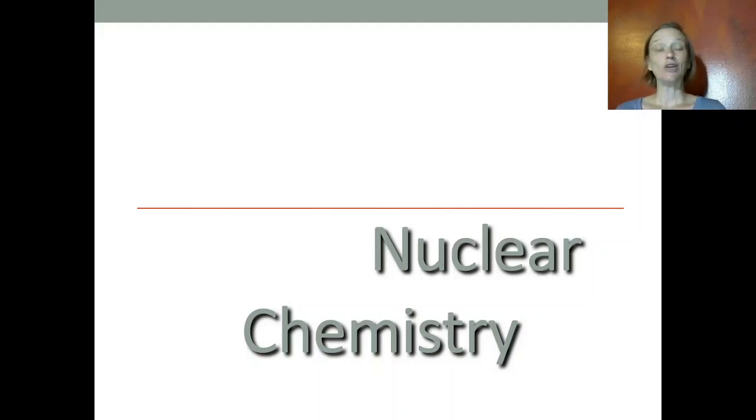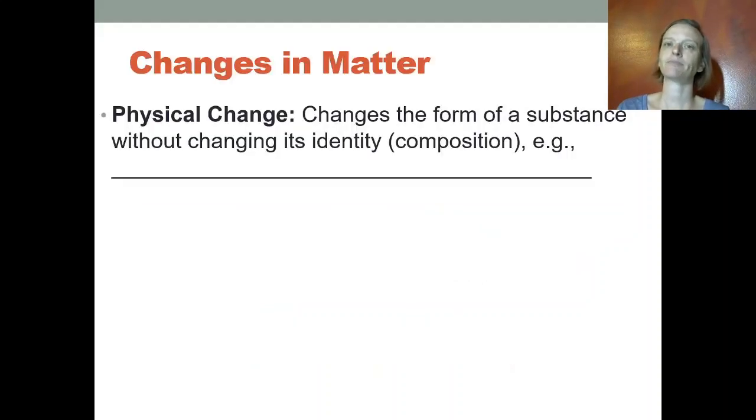Hey folks, we're going to look at nuclear chemistry now. Now that we know about isotopes, we know how to name them and figure out the number of protons, neutrons, and electrons. Now we'll be able to notice any changes that happen to the protons and the neutrons. So, before we start talking about nuclear chemistry, I want to contrast nuclear reactions, nuclear changes, to other kinds of changes that you may have learned about before.